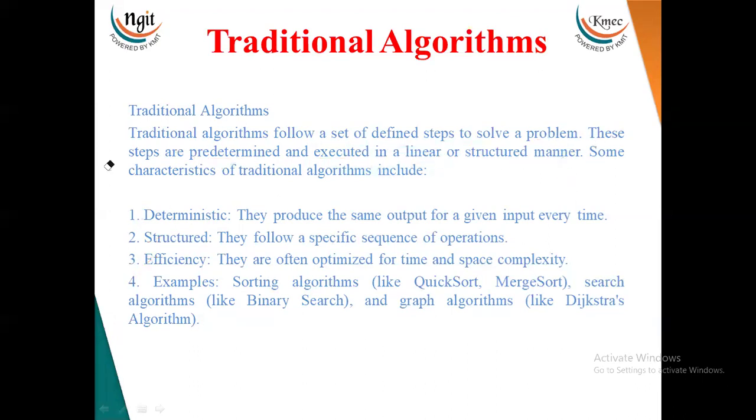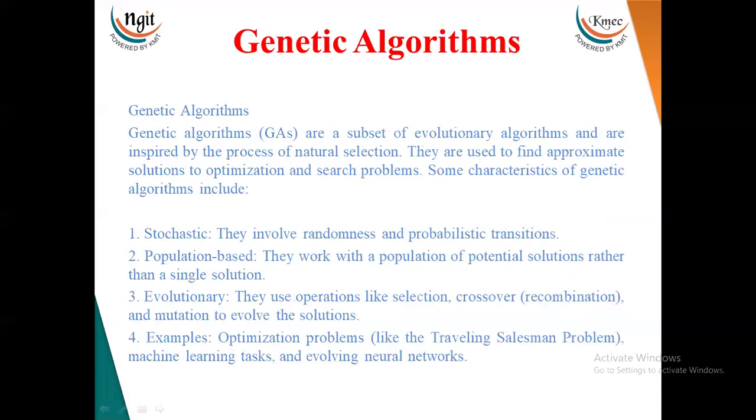The basic examples for these algorithms are quicksort and merge sort. If you compare these two sorting techniques, quicksort will have the lower complexity. Others are binary search and graph algorithms like the Dijkstra algorithm. All these examples come under traditional algorithms, what we have learned.